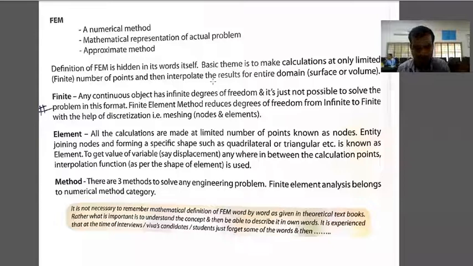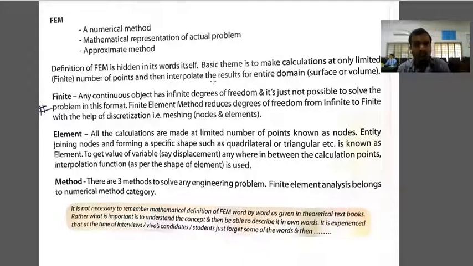To get the value of variables, meaning the results, say displacement or stresses, we need an interpolation function. By using this interpolation function, we interpolate these results from a finite number of points over the entire domain. Next one is method. There are three methods: analytical, numerical, and experimental. This finite element method belongs to the numerical method category.